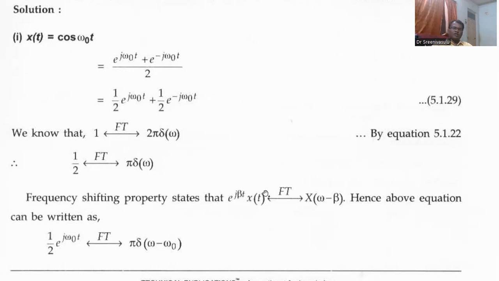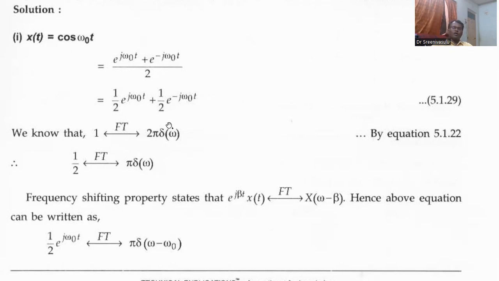In this, x of t I have considered as 1. There is no change if we multiply e power j omega naught t with 1. You know 1 means a DC signal. It is a standard signal. The Fourier transform of 1 we already discussed in the previous class. Fourier transform of 1 is 2 pi into delta of omega. That is, the Fourier transform of a DC signal is 2 pi into delta of omega.